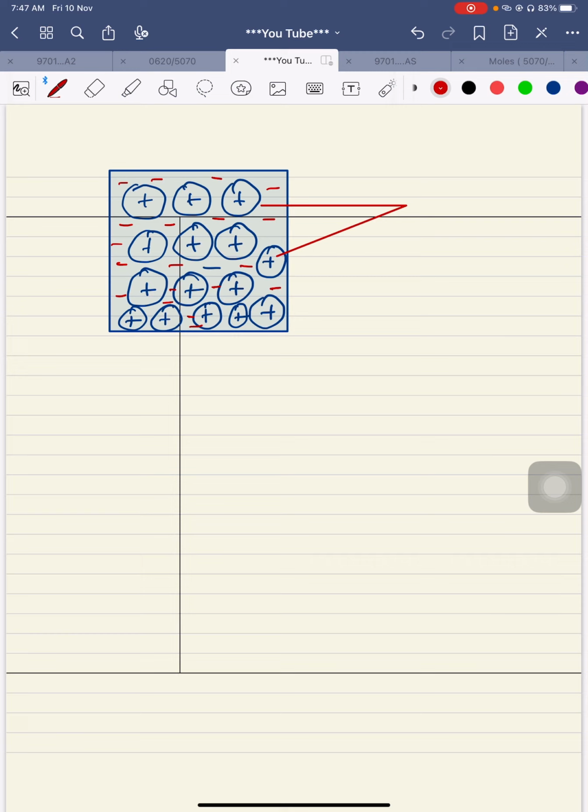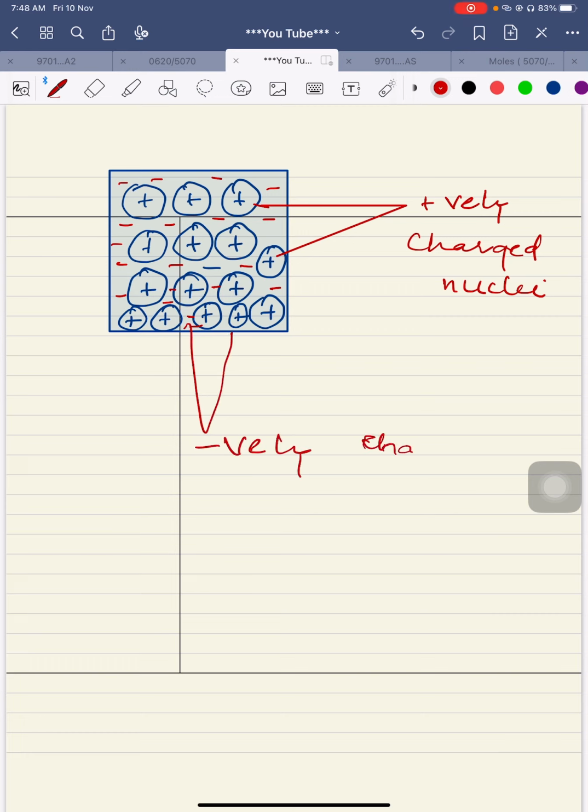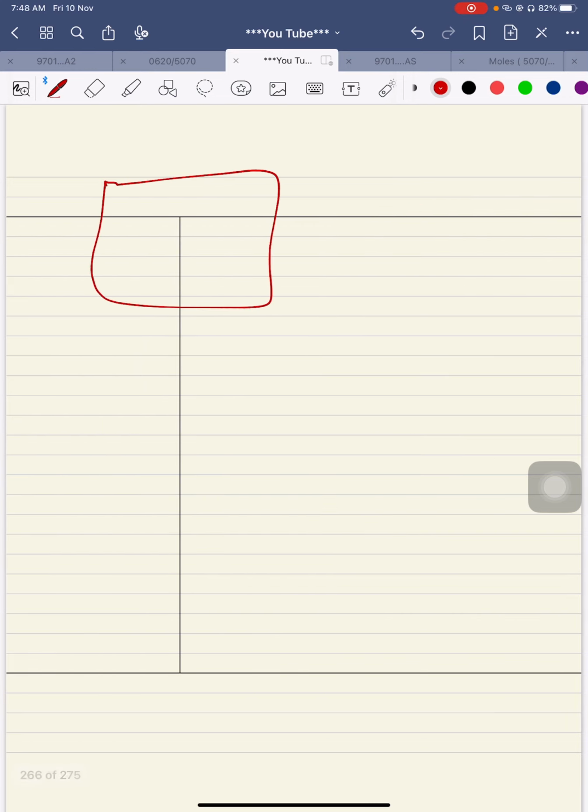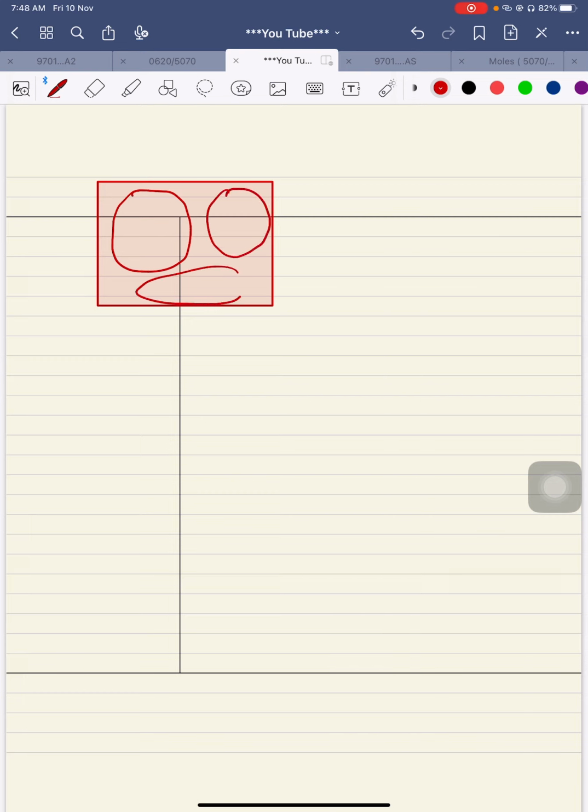So what is this right now? These are the positively charged nuclei, whereas here is the negatively charged electronic sea. And then I am now changing the board to the structure of an alloy. You can see that there is a bigger size and then a smaller size.